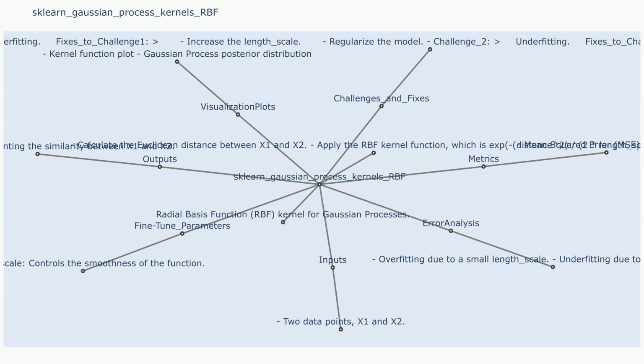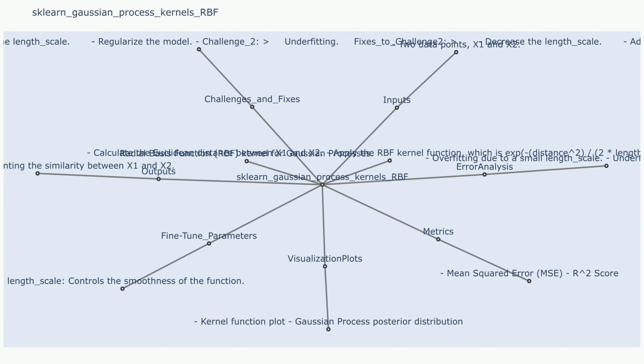Challenge 2: explain in detail underfitting the training data. If the length scale parameter is too large, the kernel function may underfit the training data, failing to capture the underlying relationships. Sample use case that resulted in challenge 2: a GP model with a large length scale parameter might produce predictions that are too smooth and fail to capture the variations in the data.